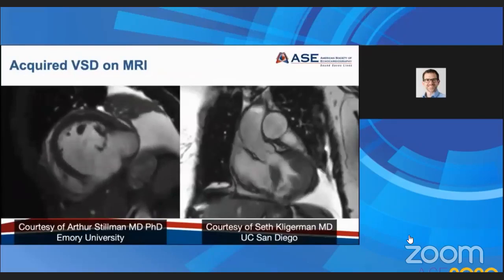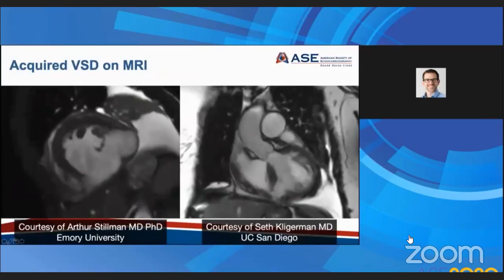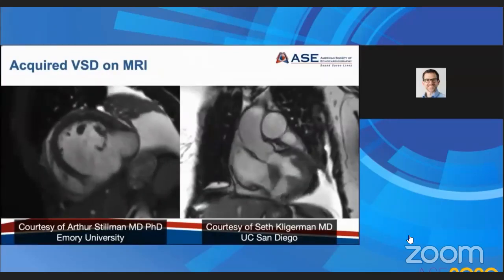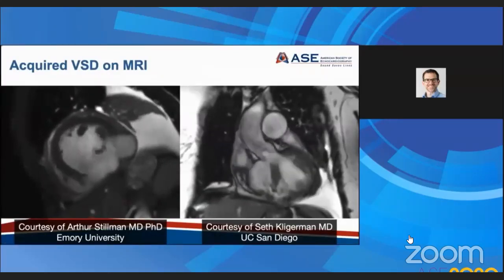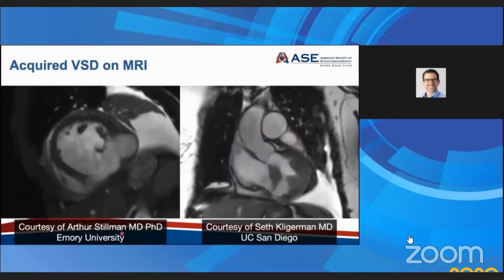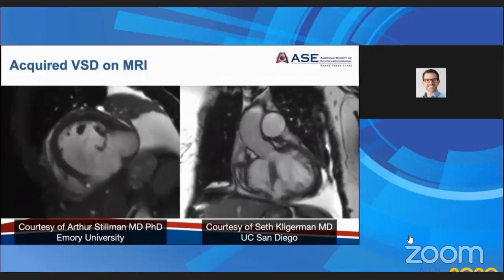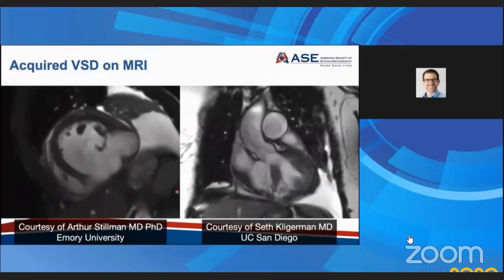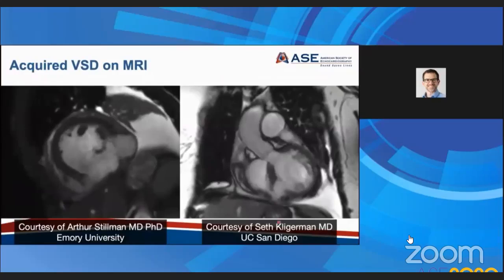And finally, ventricular septal defects. Oftentimes these patients aren't stable enough or the diagnosis is known and they go to the emergency or to the operating room. These were two examples from colleagues of acquired ventricular septal defects, and you can see flow across these in turbulent flow, little flow jets into the right ventricle in each instance. Next slide.